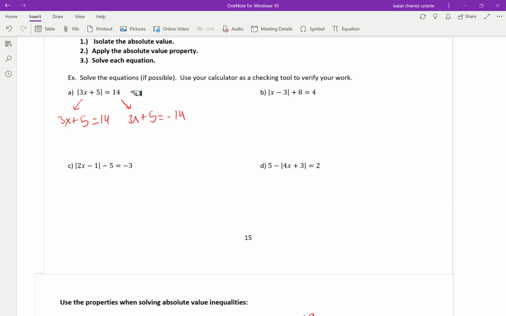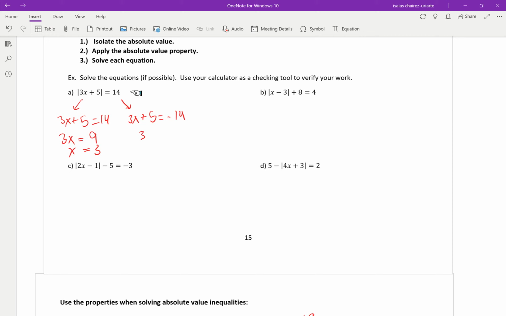And now I gotta solve each one of these equations. So the first one, well, I have to subtract 5 from both sides. So that's 3x equals 14 minus 5. That's 9. And then divide by 3. So x equals 3.